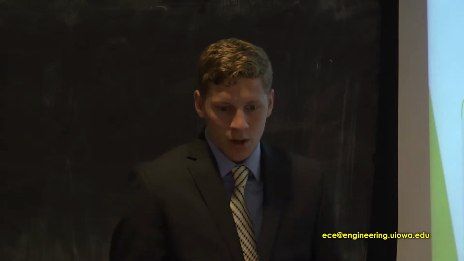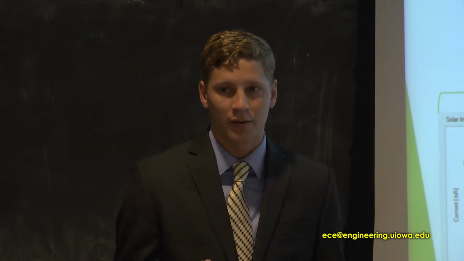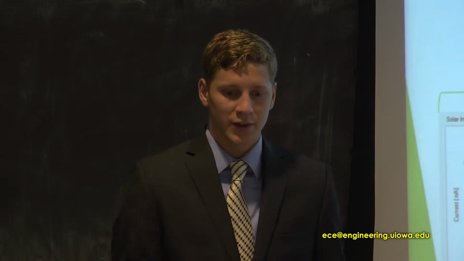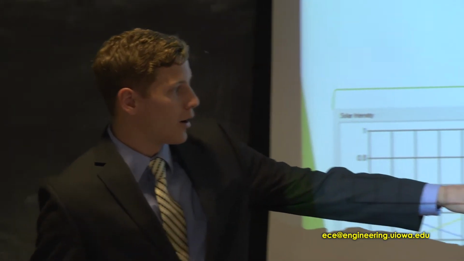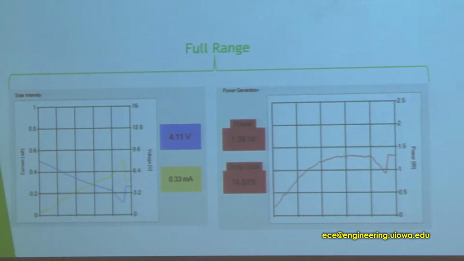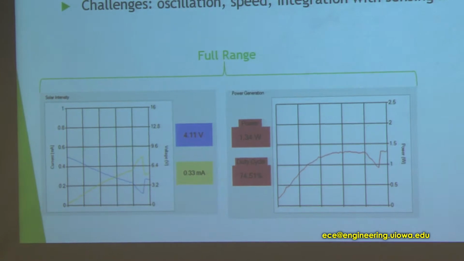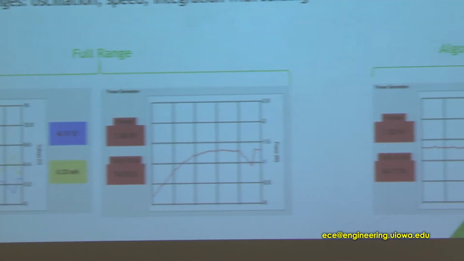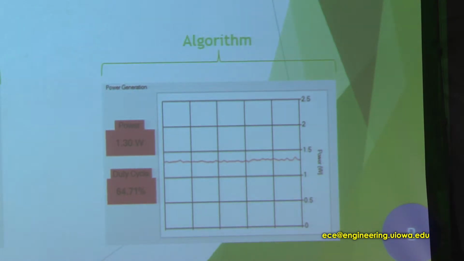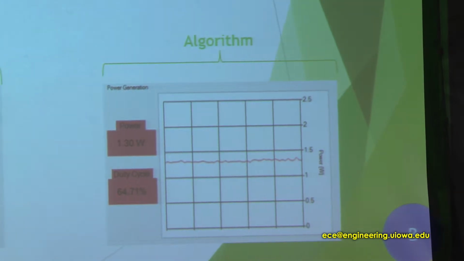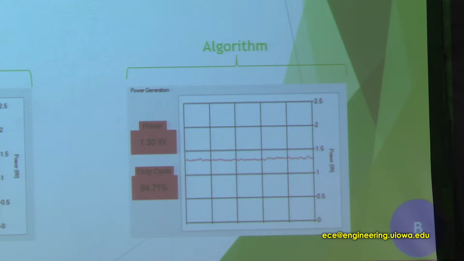Our algorithm, once it sets the duty cycle, changes it 2% on either side to see the power at those two increments, and sets the duty cycle to the maximum of those three. You can see with our algorithm, it oscillates a little bit, but less than the perturb and observe algorithms that we implemented before. So again, the challenges are the oscillations, the speed, and the integration of the sensing with the rest of our Arduino firmware, including the Bluetooth.